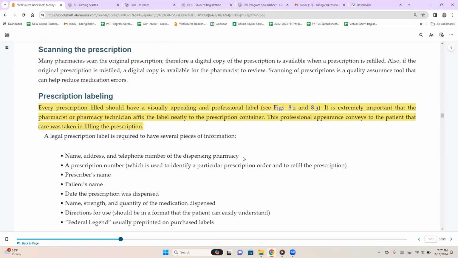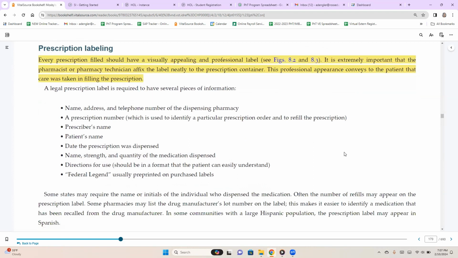Every prescription filled should have a visually appealing and professional label. So, what that means is don't just slap on the label all uneven without any care. You want it to look nice. You want all of your information on the label to look nice and be easy to read and neat. It is extremely important that we do this. The professional appearance conveys to the patient that care was taken in filling their prescription.